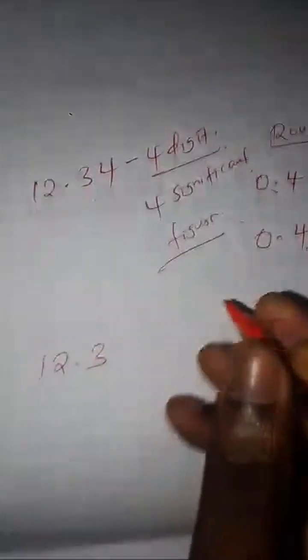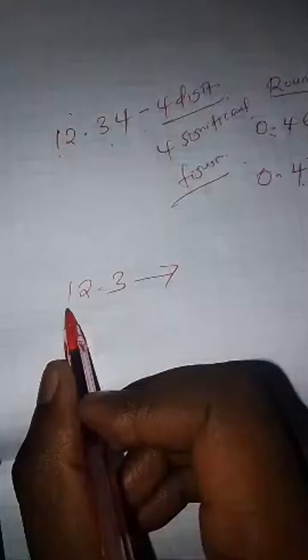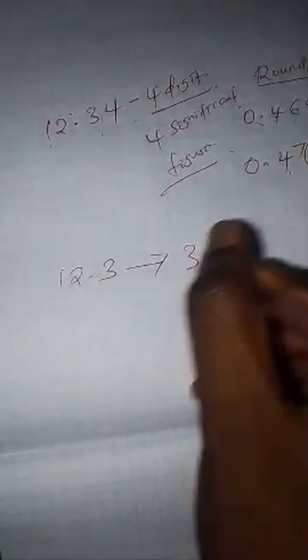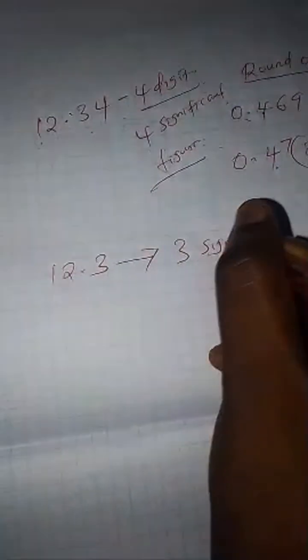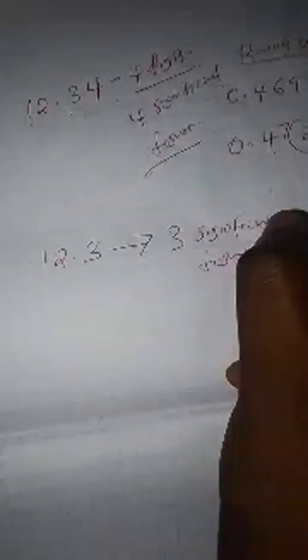So we are asked about 12.3. How many significant figures does this number have? This number has how many significant? 1, 2, 3. So this number has 3 significant figures. Yes, that way, significant figures.